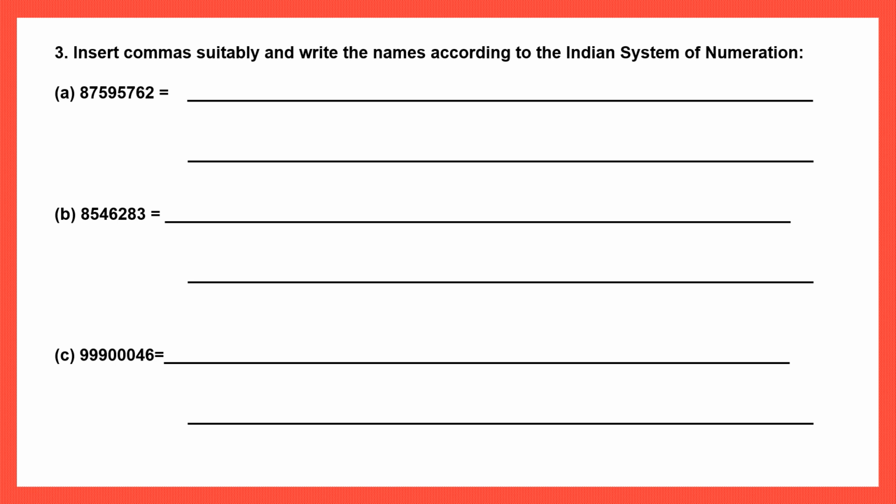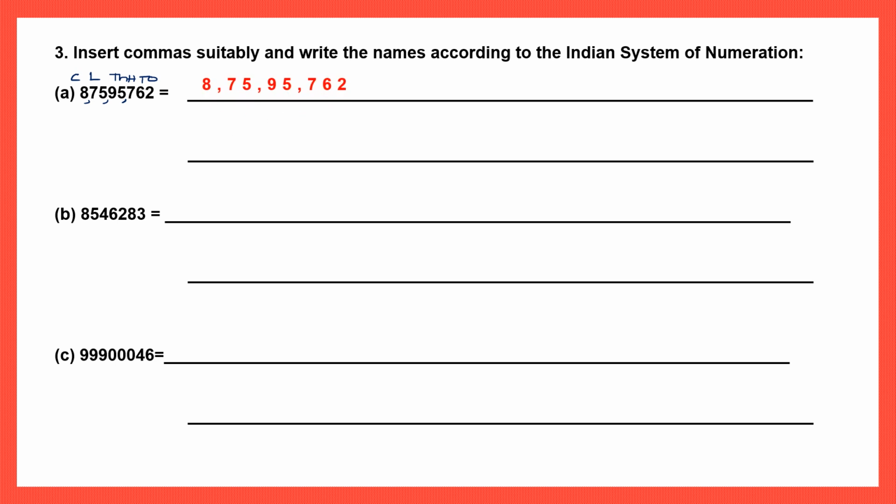Next one, question 3. Insert commas suitably. So again we have numbers. So first we have to write down the numbers, write the names according to the Indian system of numeration. So this is the Indian system. So let's look at these numbers. Let's start from the right. So here we have ones, tens, hundreds. So that one period is over, we put a comma. Then we have thousand, 10,000s, which is a thousands period, comma. Lakh, 10 lakh, which is a lakhs period, comma. And then crore. So our commas should come this way, check and see.